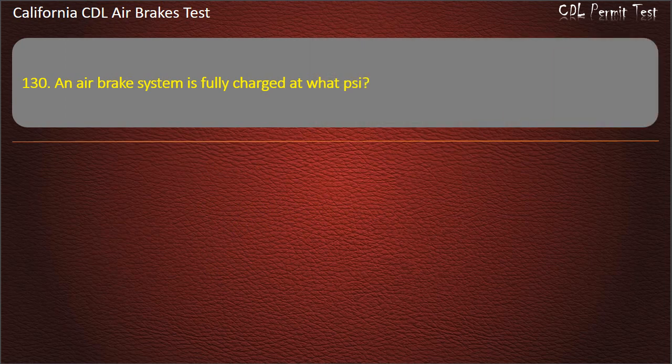Question 130. An air brake system is fully charged at what psi? 75, 125, or 150. Answer: 125.